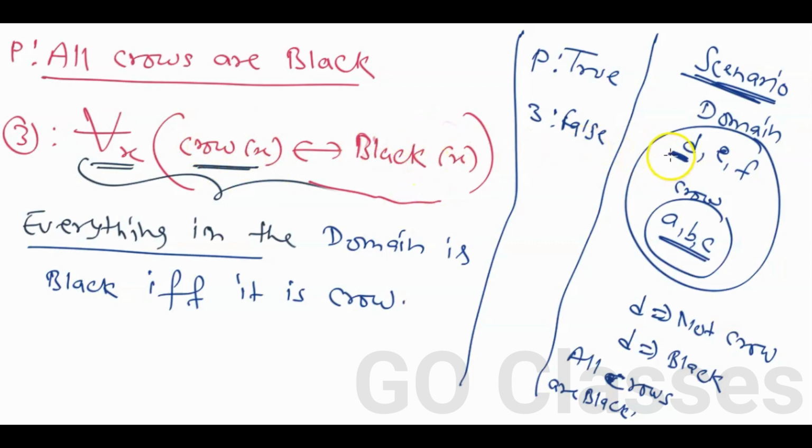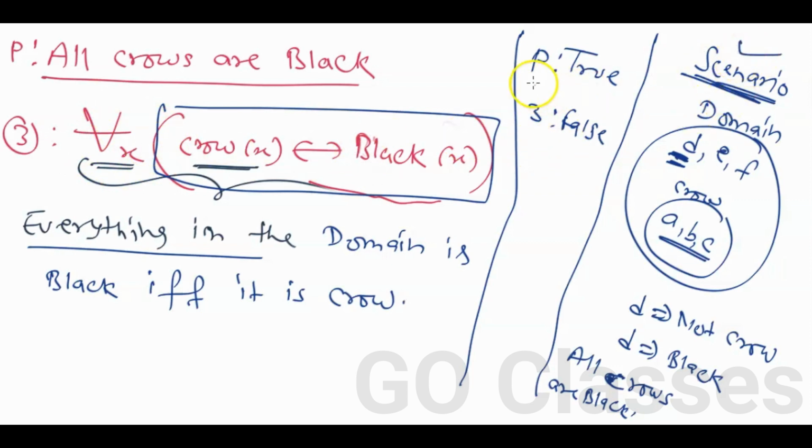So for this element D, this internal expression will become false. So I can say that this expression 3 will become false because in the domain there is an element for which this internal expression is false. So this universal quantifier will become false. You can notice that in this scenario, our English statement is true, but this first order logic expression is false. So again, this first order logic expression is not a correct translation of this English statement.